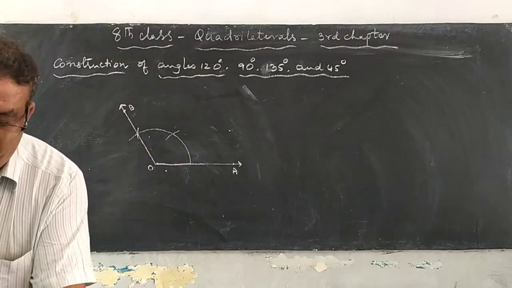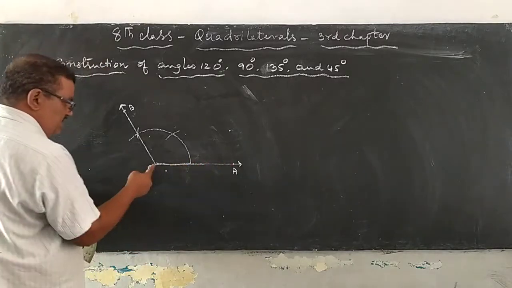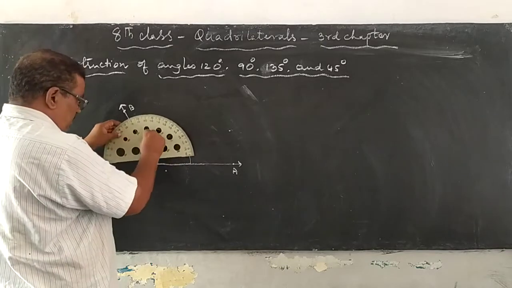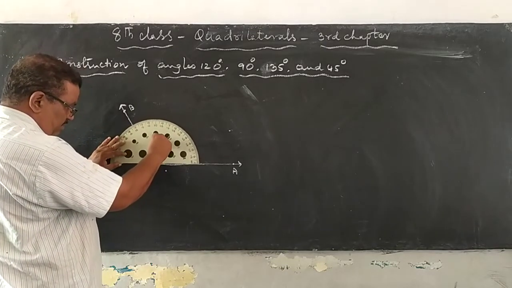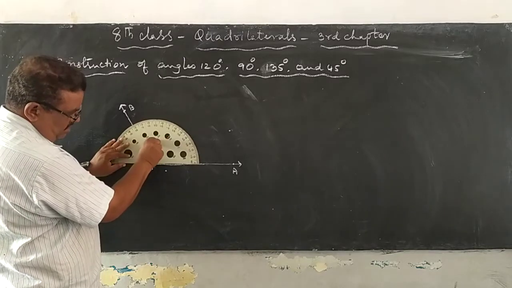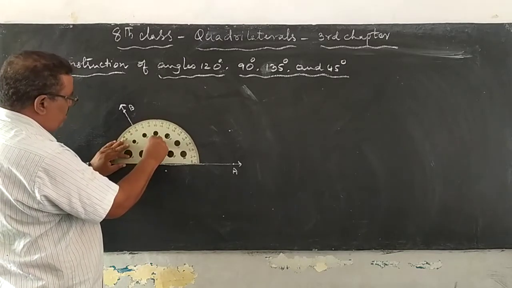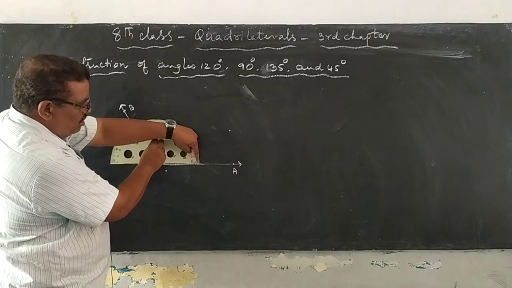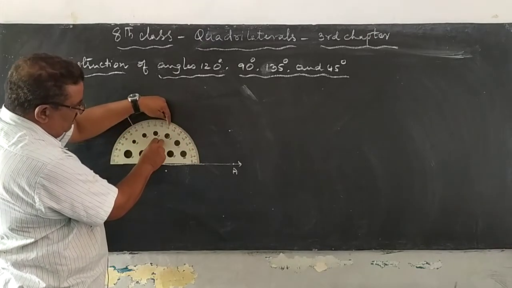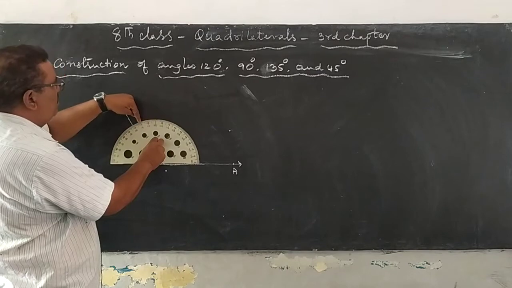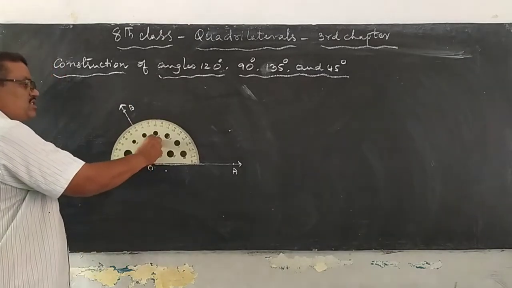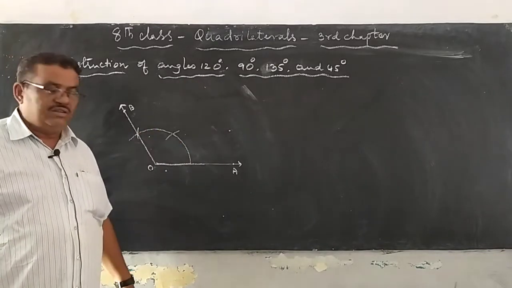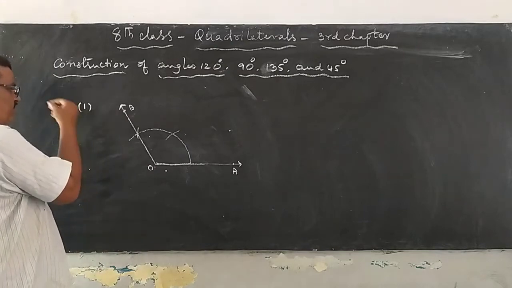Now measure the angle with a protractor. This is on which side? Left side. So you measure the angle from 0 to the right side onwards. Keep the center point here, balance the horizontal position of the protractor and measure the angle. This is 120 degrees. 0, 10, 20, 30, 40, 50, 60, 70, 80, 90, 100, 110, 120. So this is the construction of angle 120 degrees. Construction of 120 degrees completed.